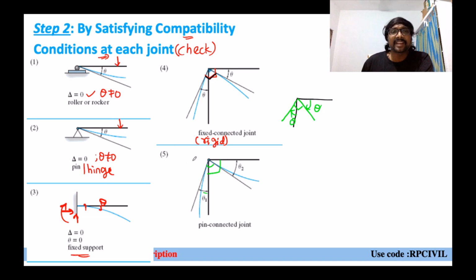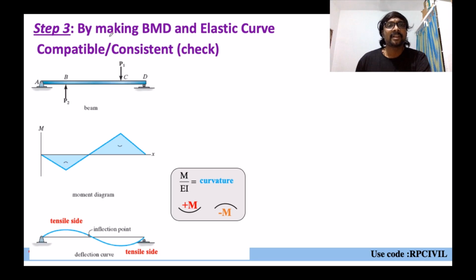So by means of visual inspection we are drawing the curve. That curve we can check by means of these compatibility conditions. Next, the third one is what? By making the bending moment diagram and elastic curve compatible or consistent.